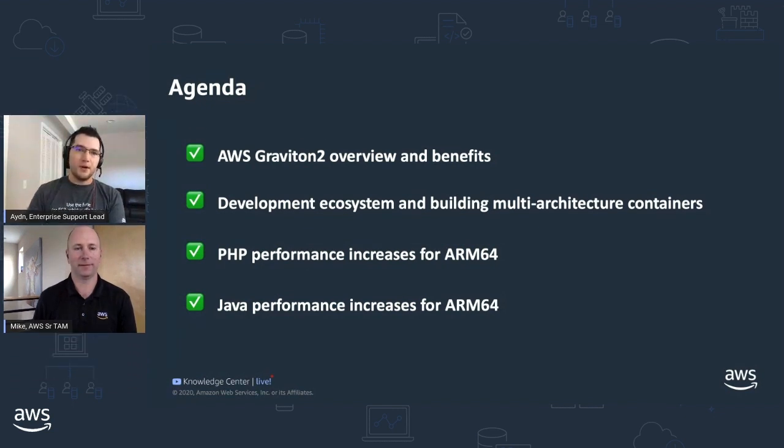Yes, Padma. So just for a quick agenda, we'll go over exactly what AWS Graviton2 is and the benefits, why we want to put in the effort here. We'll go over the development ecosystem and how to actually migrate and build multi-architecture containers. And finally, we'll cover some detailed examples with PHP performance increases that can be had by moving to ARM64, and similarly with Java. So over to you, Mike.